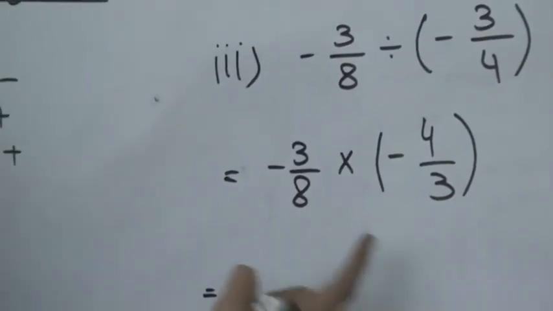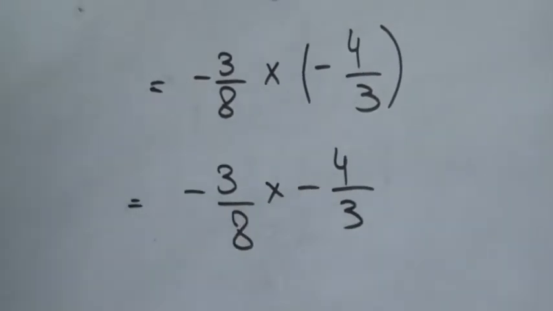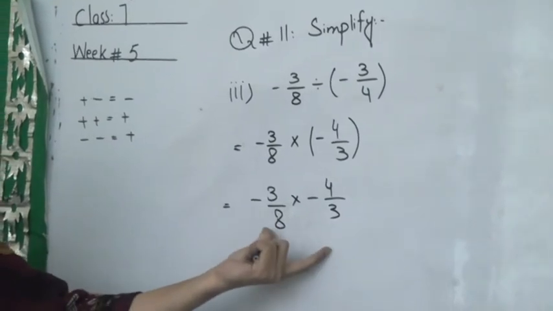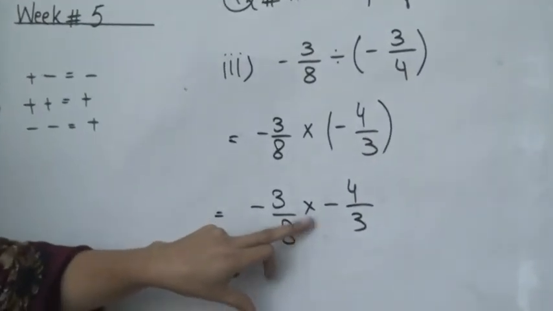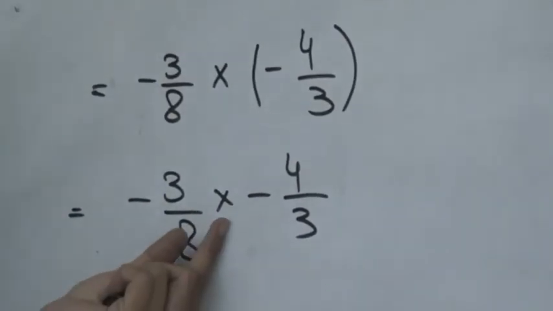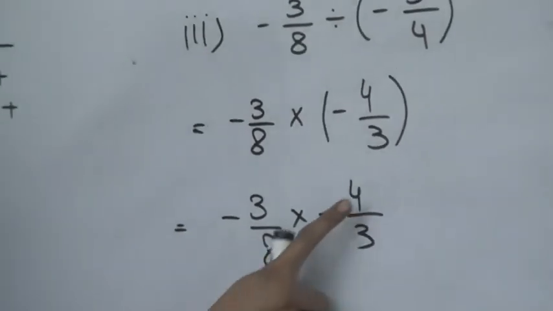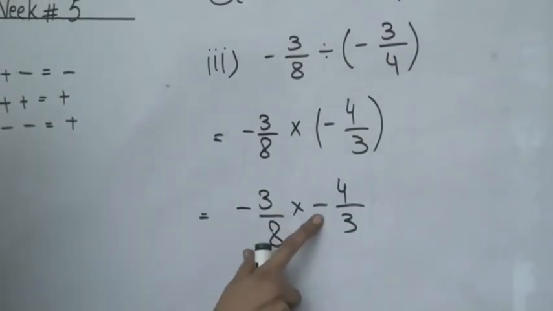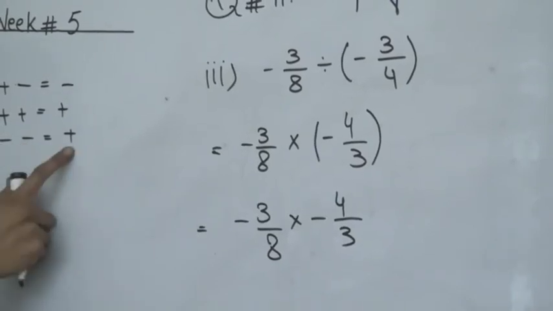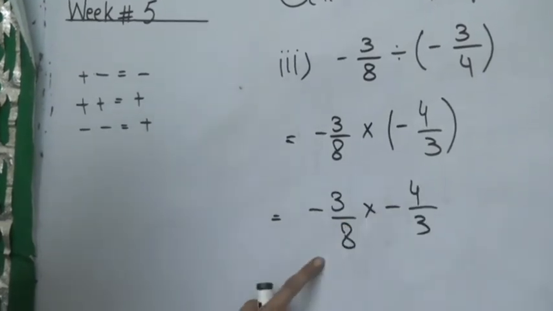Then next we will remove the brackets. Minus 3 by 8 multiplied by minus 4 by 3. Here there is the sign of multiplication, so we can cancel the rational numbers also. If there is the sign of addition or subtraction, we will not cancel the rational numbers, but because there is the sign of multiplication, we cancel the rational numbers. Minus 3 by 8 multiplied by minus 4 by 3. Here two rational numbers of negative sign are going to be multiplied. So minus minus gives us plus, and we can also cancel the 3 and 3 and 4 and 8.